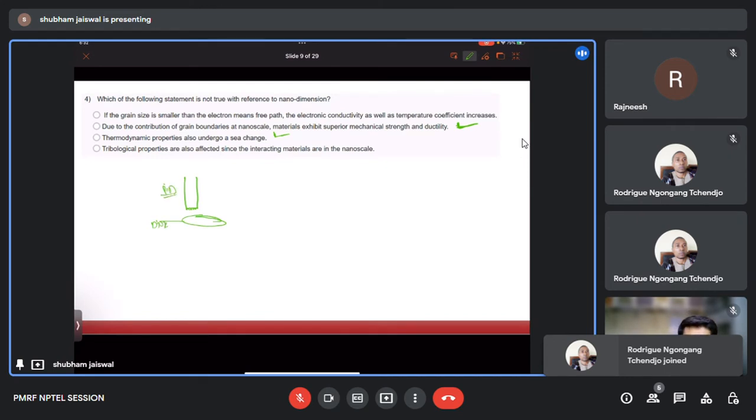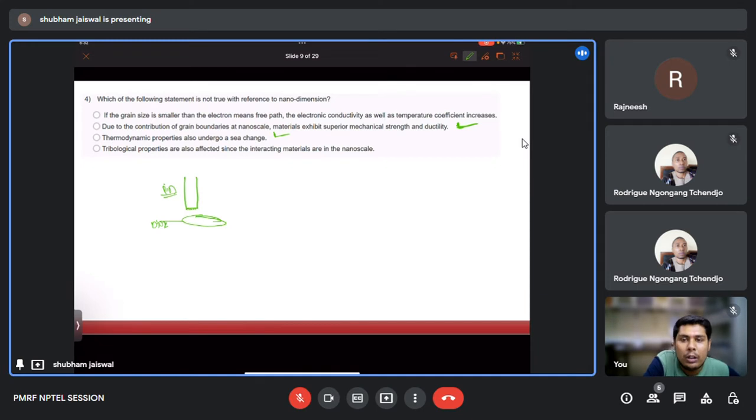So definitely, if the nanoparticles are very hard or coated on the surface, it changes the tribology, which means it affects the tribological properties of the interacting material. Okay, so this is also true. So if these three are true, then the option that is not true is this one: if the grain size is smaller than the electron mean free path, the electronic conductivity as well as the temperature coefficient increases.